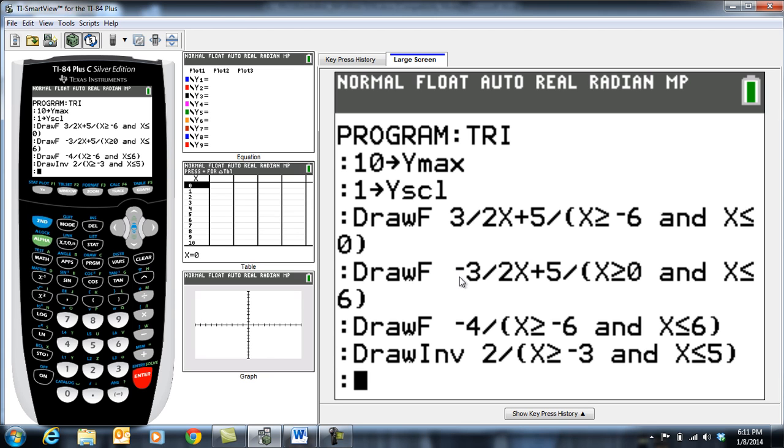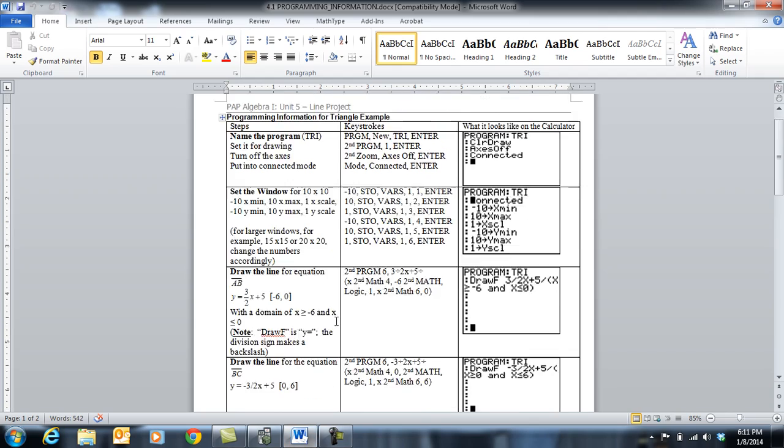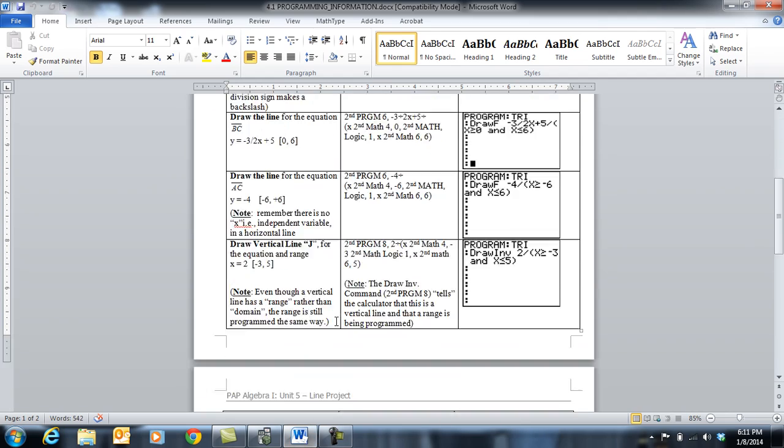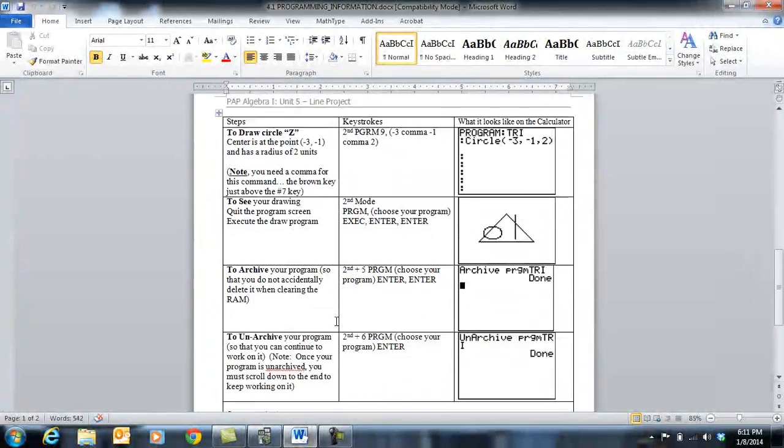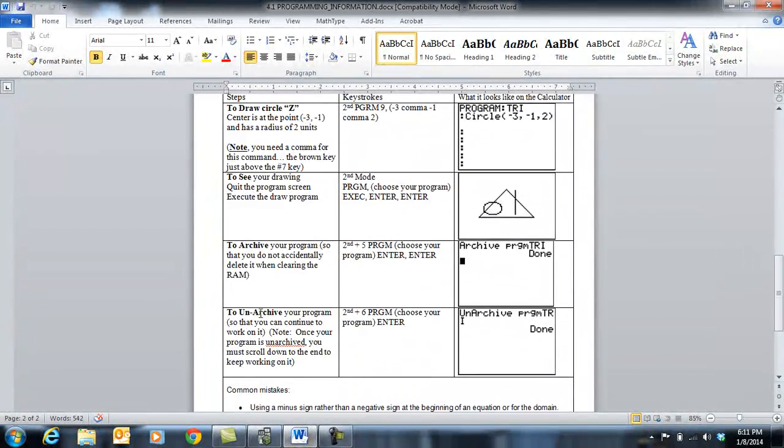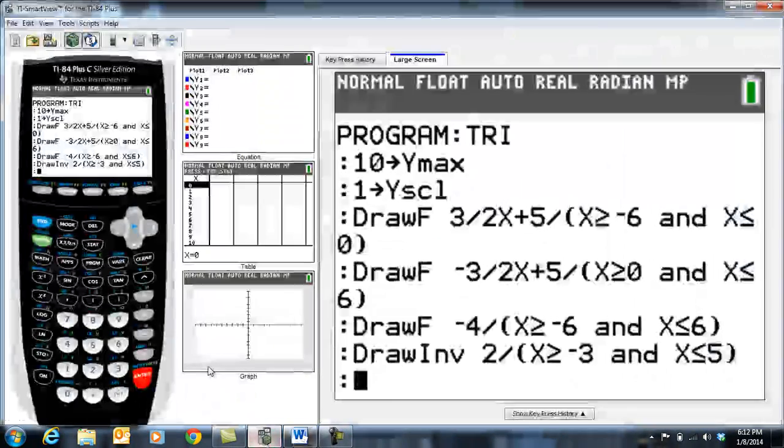We are now going to draw a triangle in that vertical line. So what we have done so far is completed everything on the front side of that programming example page that I gave you. Now we're going to go down here into the back page, but we're not going to draw the circle. We're going to do everything else. We are not going to archive or unarchive. You shouldn't need to do that as long as you will not clear the memory on your calculator. If for some reason you start having a problem with clearing your memory, I will help you fix it and we'll archive, but you shouldn't need to archive.